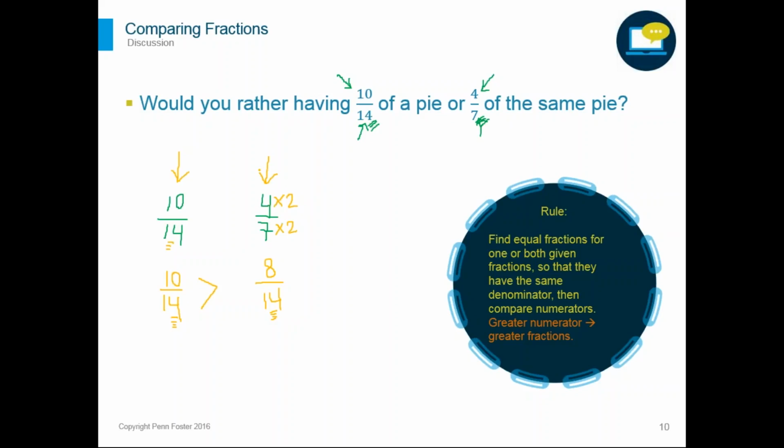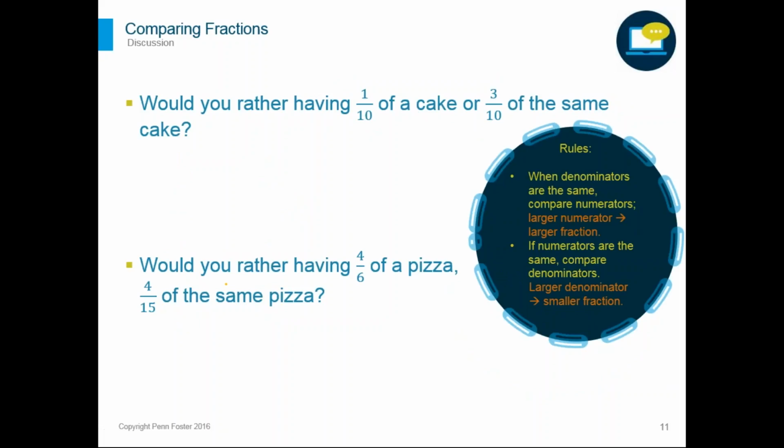Any questions here? Do we understand why we had to find an equal fraction to 4/7? If no, just type no. If yes, then don't type anything. Okay, let's do the same thing with another case. So this is case 1, when you have different numerators and different denominators. This is what we do, and it's written here in the rules. Okay, let's look at another two examples.